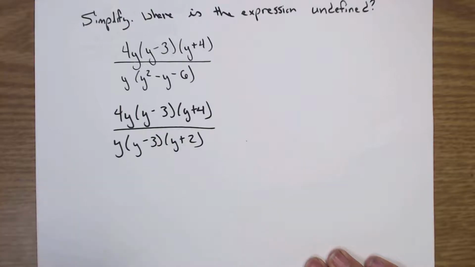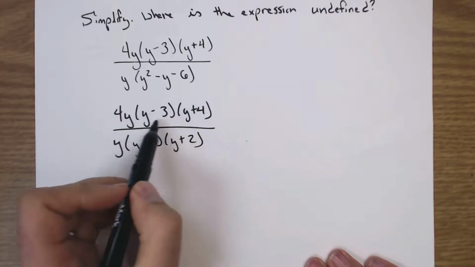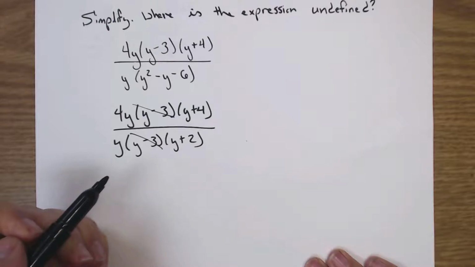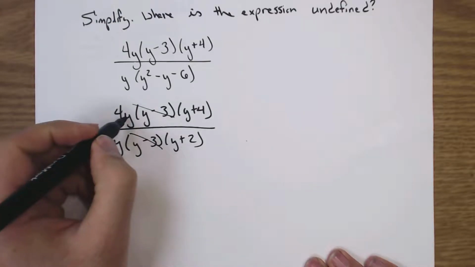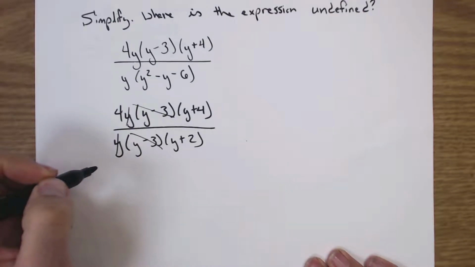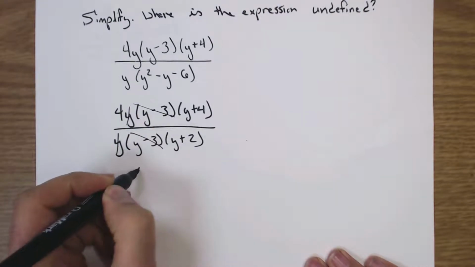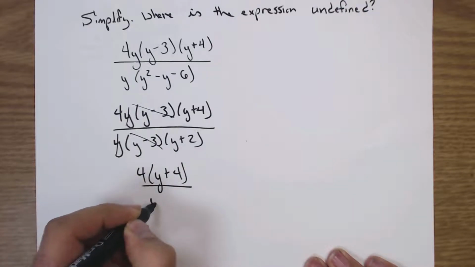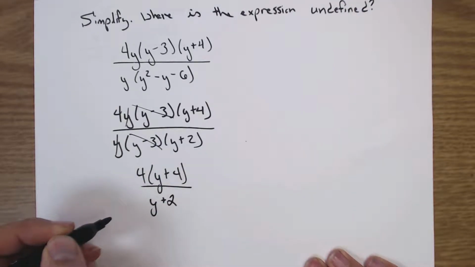Now, if you remember those steps that we talked about earlier, we're going to try and see what things are common on top and on bottom. And we have y minus 3 on top and on bottom, so we can cancel those things out. You'll also notice we have a y on top and a y on bottom. Those two fellas cancel right out. Now I'm going to write what we have left. We have a 4, y plus 4, and then divided by y plus 2.